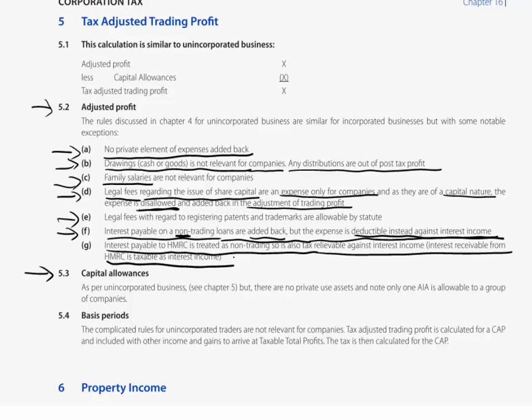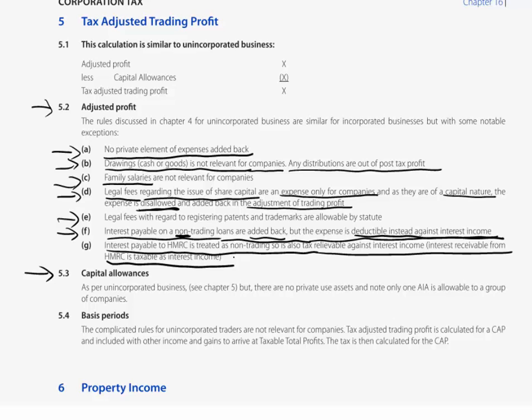So, issues to watch out for, therefore, in terms of determining the tax adjusted trading profit. No private use adjustments. Watch out for legal fees. If they are as regards the issue of share capital, disallowed, add them back in the adjustment of profit, and no tax relief will be available at any point within the corporate tax computation there. It will be disallowed. If you've got legal fees in connection with the raising of loan finance, then tax relief will be available. The only question is, where will the tax relief be available? If it's a trading loan, then against trading income.